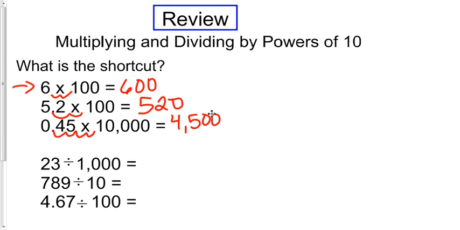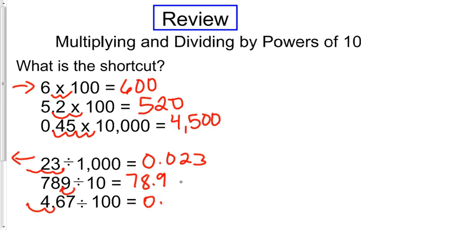When I'm dividing by a power of 10, remember I move the decimal point to the left. Now I don't see a decimal point in 23, but I know it's right at the end of the number. I'm going to move to the left 3 times because there are 3 zeros in that power of 10. So my answer is 0.023. And I'm going to move to the left once here because I'm dividing just by 10, so it's 78.9. And then I'm going to move to the left 2 times in this last example. So my answer is going to be 0.0467.